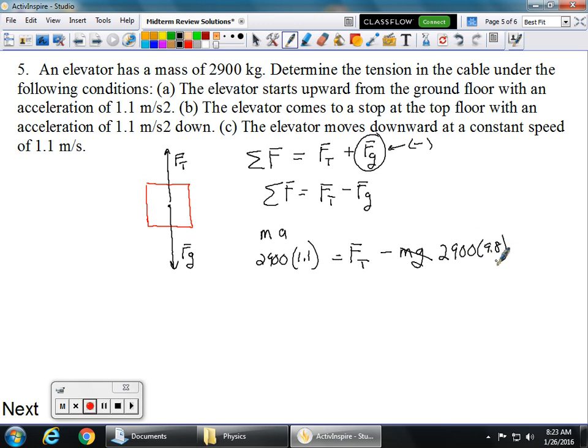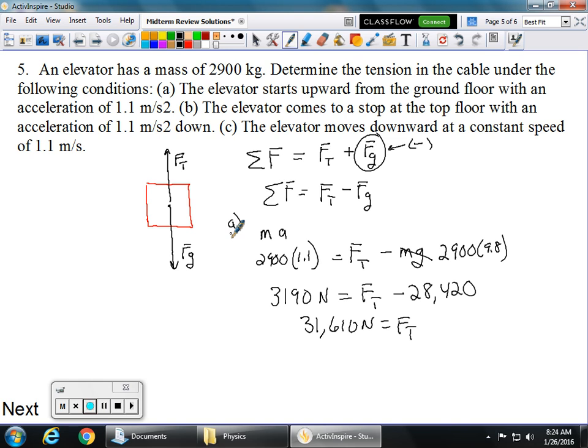So we can replace that with 2,900 times 9.8. If you do the math, on the right side we're going to have a net force equal to 3,190 newtons. That's positive because it's in the upward direction. We're looking for the tension, Ft, and we multiply our weight, which is 2,900 times 9.8, and we get 28,420. To solve, we're going to add 28,420 to both sides, and that's going to leave us with 31,610 newtons equal to our tension. So that is part A.